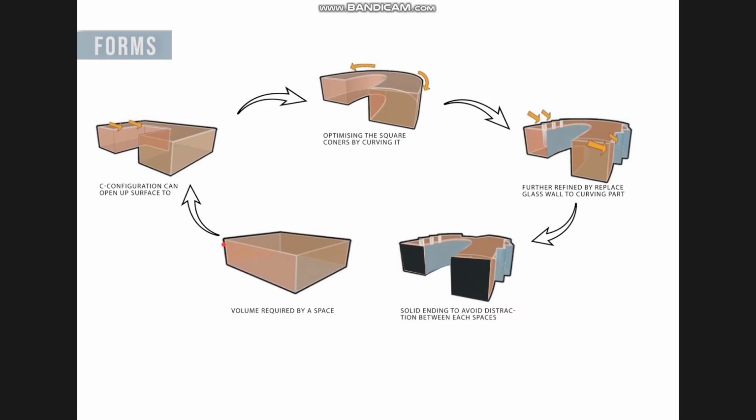So this is the form that I mentioned just now, which is the welcoming language of the building. It is actually a volume required by a space which is rectangular, and it is formed into a C configuration which can open up the surface to the river. Then I optimized the square corners by curving them, and of course the curvy part has to be transparent to open up the view to the river. The black part that I made solid is to avoid distraction between spaces.